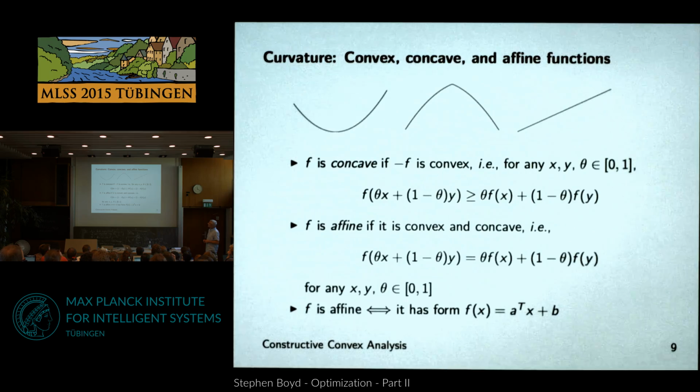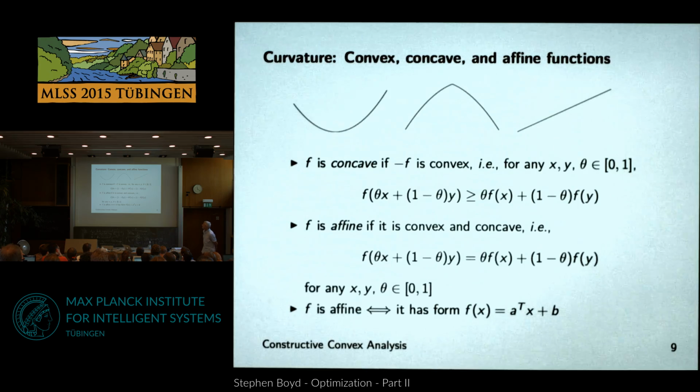Everything's going to come down to figuring out whether a function is convex, concave, or both. If it's both, that means it's affine. Okay? Affine is easy to detect, right? It means it's a linear function plus a constant, right? So this is convex, that's concave, and this is affine.